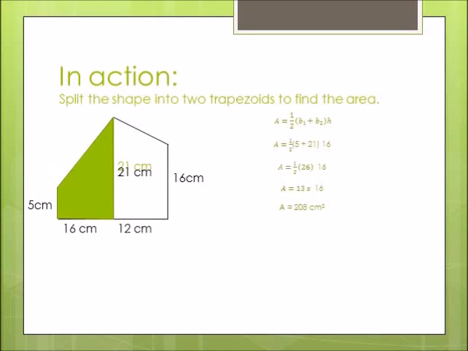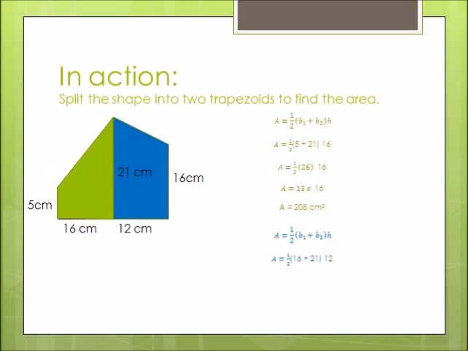Our second trapezoid, this one, we need to find the area as well. Okay, so our area is equal to 1/2 base 1 plus base 2 times height. Again, it's tilted on its side, so our left and right sides are our parallel sides or our bases. So we're going to substitute in our information. 1/2 times 16 plus 21 times 12. 16 plus 21 is 37.